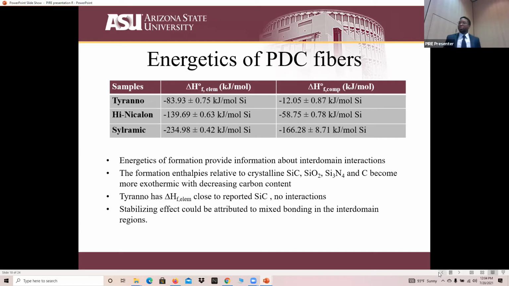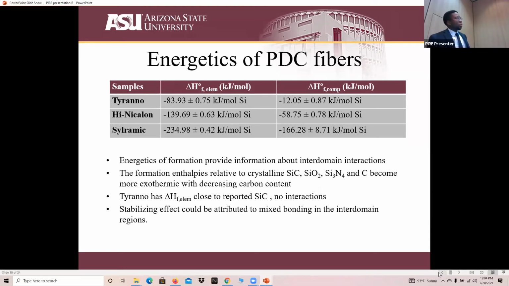Now, we know that we have these different nanodomains, and one of the things that we would like to do is to assess whether or not they interact with one another. And that's exactly when our enthalpies of formation from components becomes useful. The closer that number is to 0, the less interaction we see between the different nanodomains.